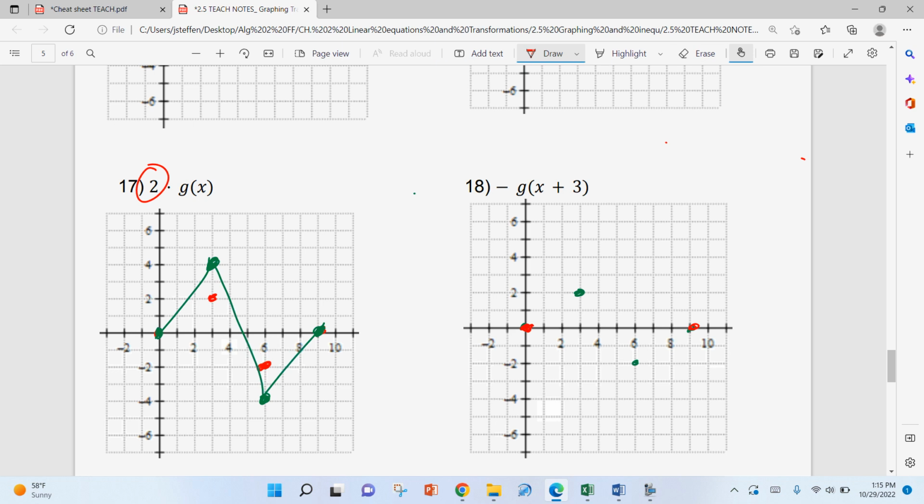Sorry, I don't think it matters, but just to be consistent, we're going to go over 3 first. So over 3, over 3, over 3, over 3. So this is off my graph, but that's okay. We'll go ahead and keep it like that.